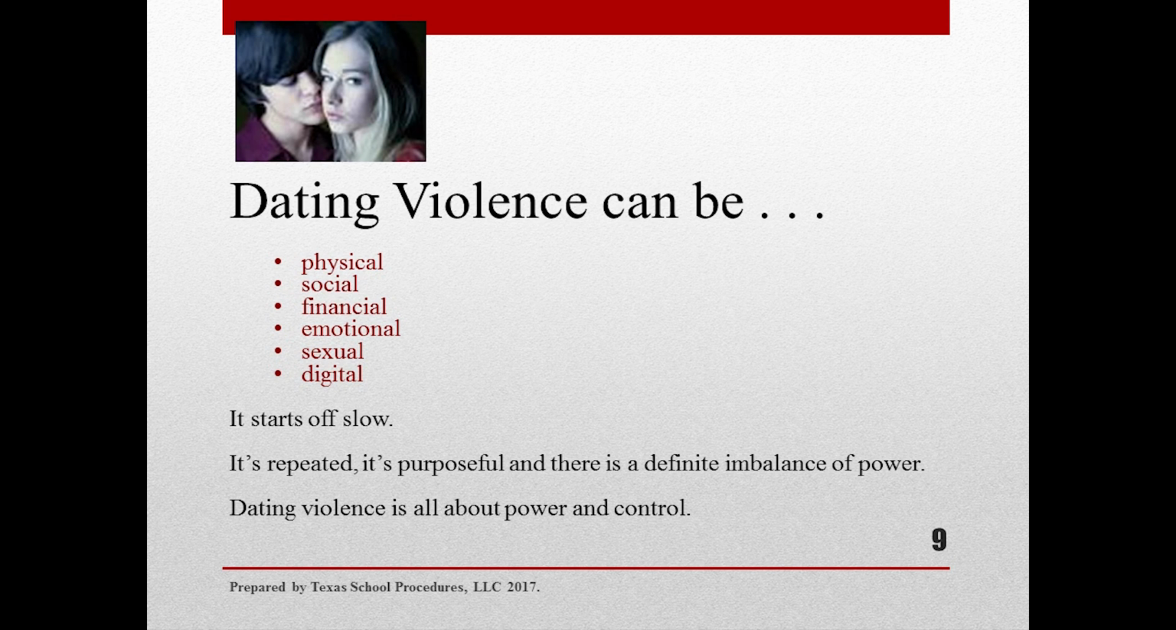Dating violence under the law can be between same-sex couples as well as opposite-sex couples. It can happen between couples that are in a dating relationship, or it can happen between students who are married. There is always some type of abuse, whether it be social, emotional, or sexual, and this abuse usually starts off slow. It's repeated, it's purposeful, and there is a definite imbalance of power. And remember, dating violence is always about power and control.